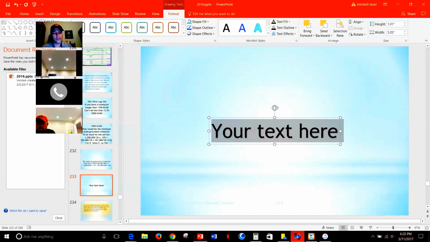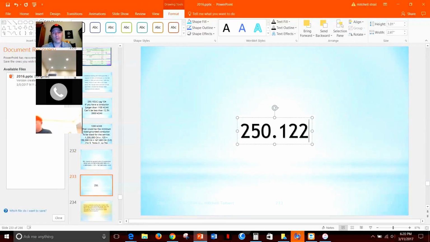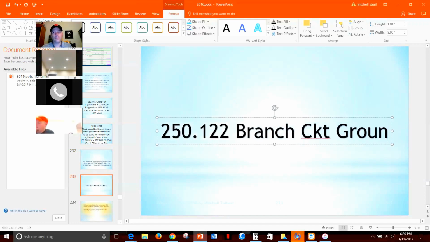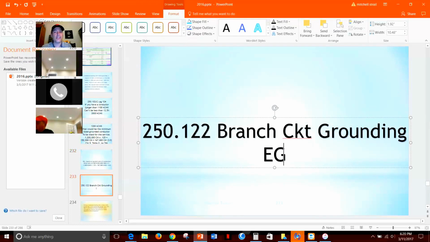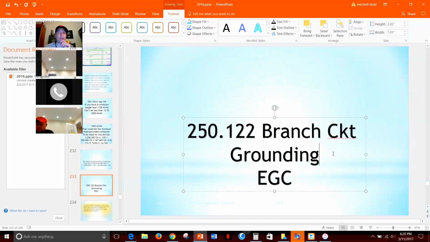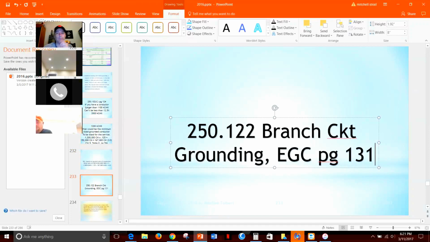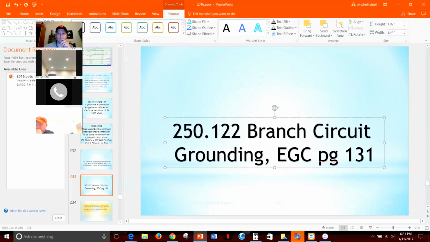We're going to call this 250.122. We're going to call this our branch circuit ground. The technical term for it is EGC, equipment grounding conductor. Okay? And so you should have had EGC written on the top of that table on page 131, right? And you should also have a note to yourself that that's branch circuit grounding. Right. Okay?